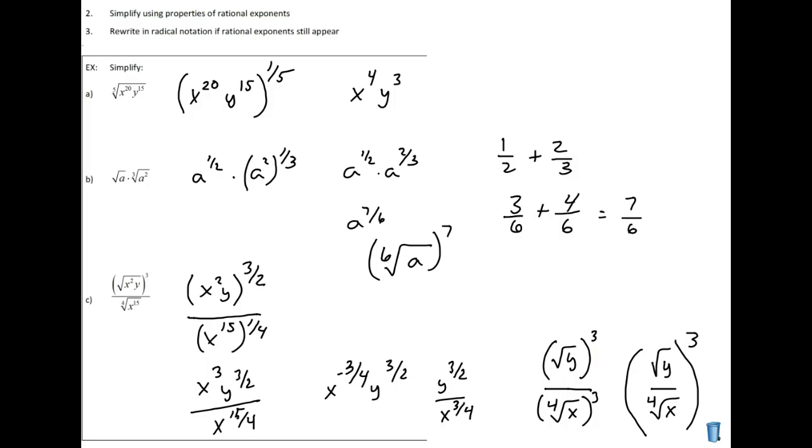Okay, so remember those properties of exponents. We used them with integers back in Chapter 5 in Math 65, and now we're using them with rational exponents in Chapter 9. So that's the end of Section 9.2. Keep up the good work, and we'll see you in the next video.